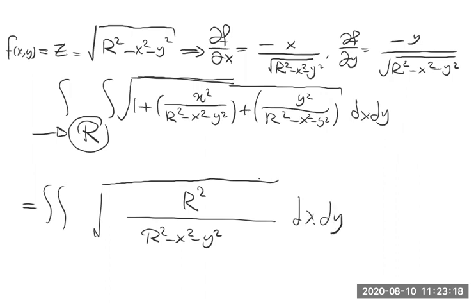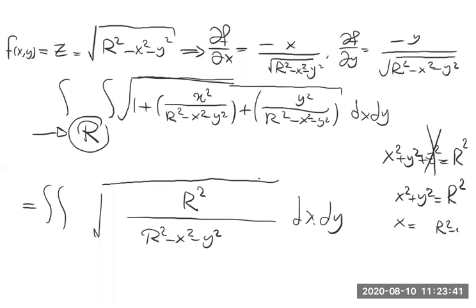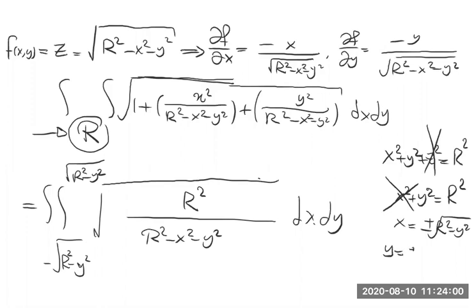Now, what is this region R? Well, this means we should find the correct bounds for x and y. What are the bounds for x and y? Well, x squared plus y squared plus z squared equals r squared. Just ignore z. We get x squared plus y squared equals r squared. It means x is the square root of r squared minus y squared, plus or minus. So these are the bounds for x: minus square root of r squared minus y squared to square root of r squared minus y squared. What are the bounds for y? Well, just ignore x. y would be plus or minus r. These are the bounds for y.